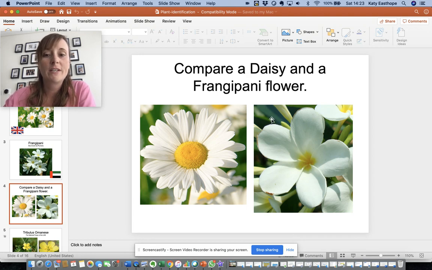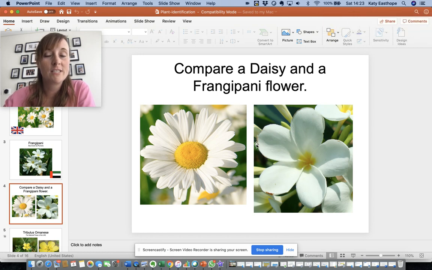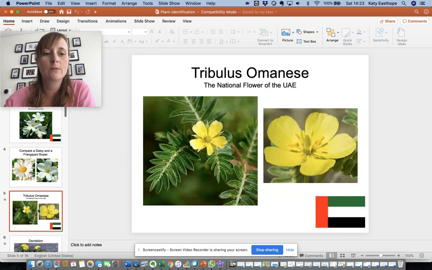That's right, the obvious one is the petal shape, isn't it? These are long and thin. And these, you can see there's ridges on this one, whereas this one is flatter and wider. We can see, all right, there is some brown bits around the outside. Let's look at some more flowers.